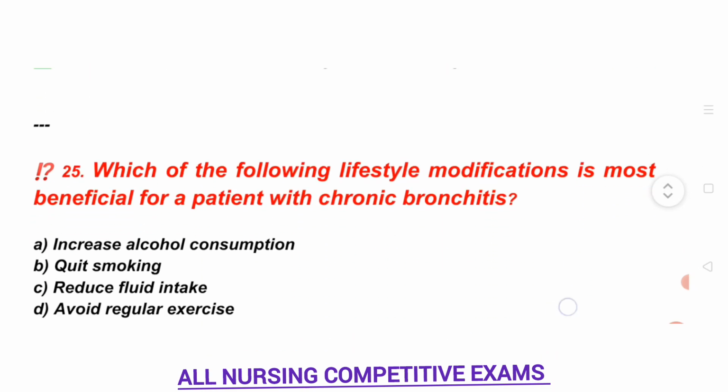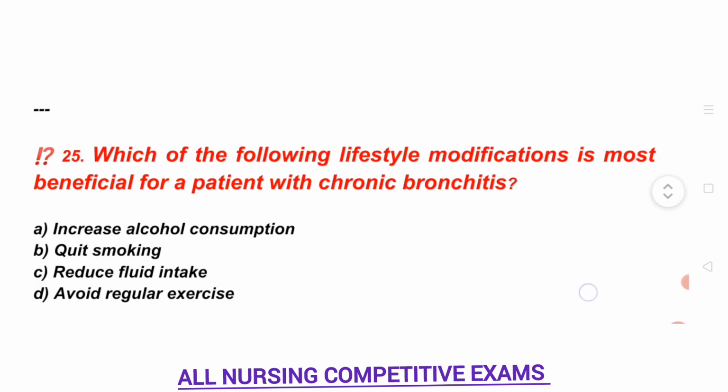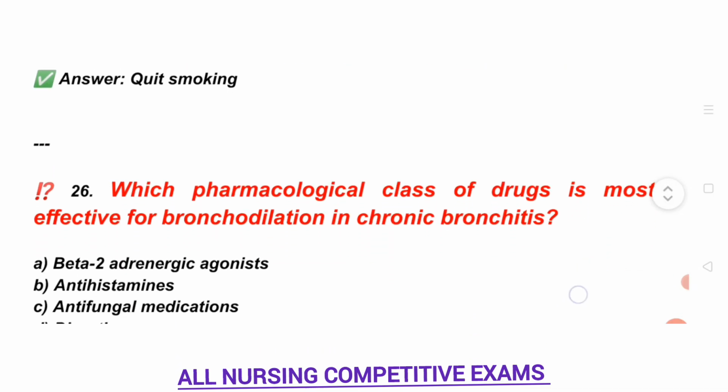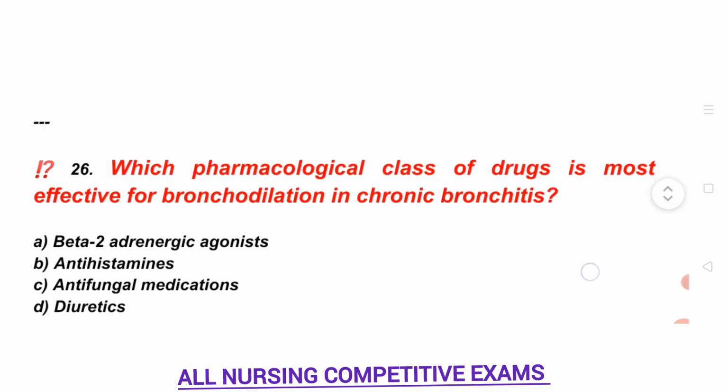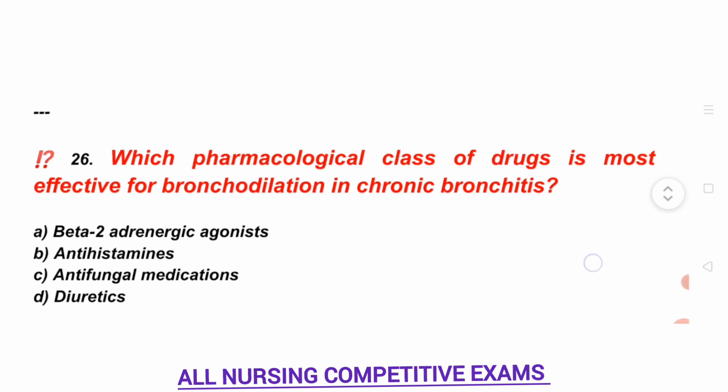Question number 25. Which of the following lifestyle modifications is most beneficial for a patient with chronic bronchitis? Right answer is option B, quit smoking. Question number 26. Which pharmacological class of drug is most effective for bronchodilation in chronic bronchitis? Right answer option A, beta-2 adrenergic agonists.